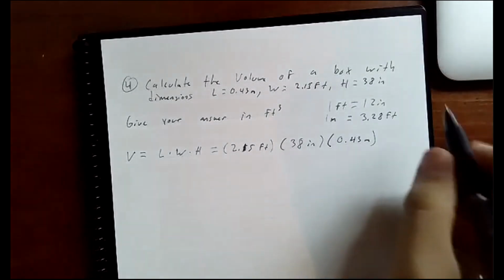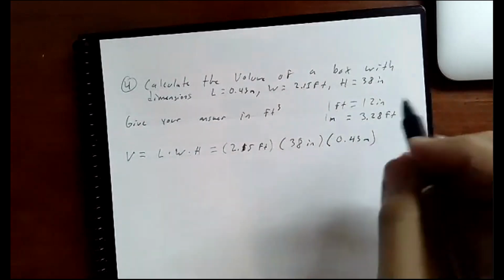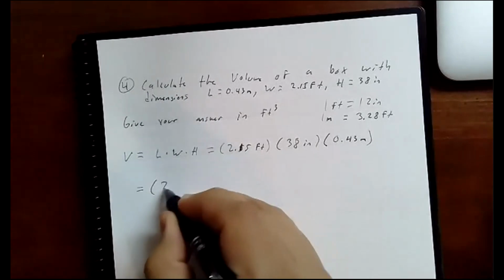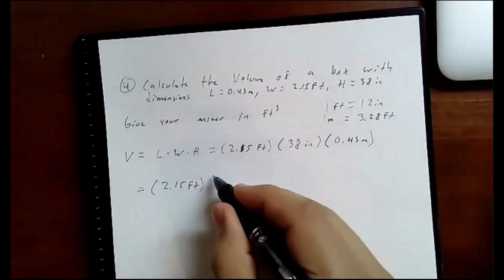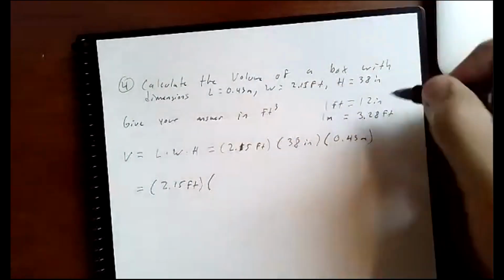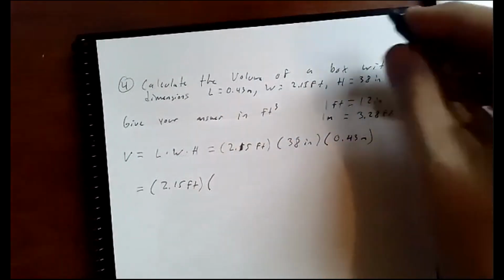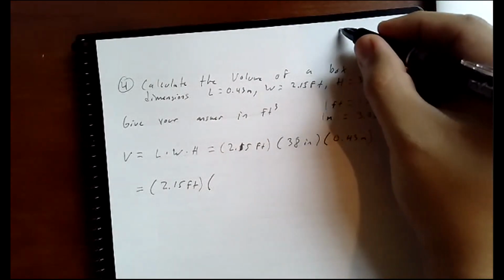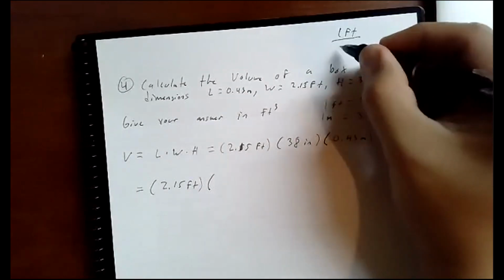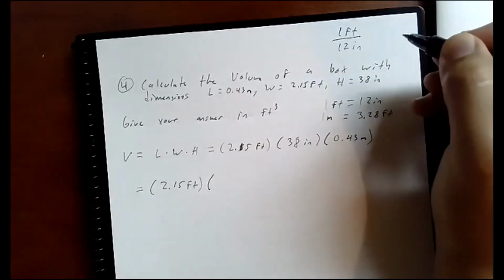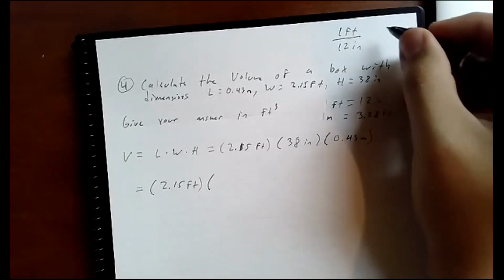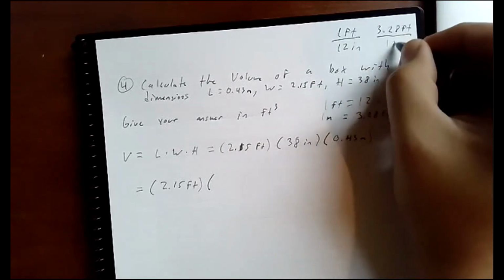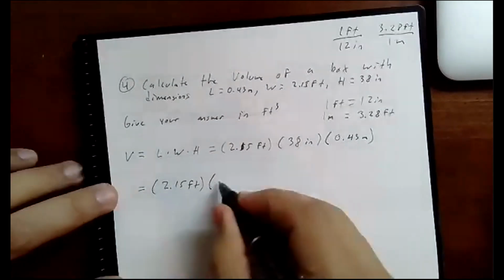The conversion factors I'm going to need using these two are these two here. So let's go ahead and write this over here. 2.15 feet. If I divide both sides by this, I know that there is 1 foot for every 12 inches. I know there is 3.28 feet for every meter. I'm going to use those conversions to cancel.